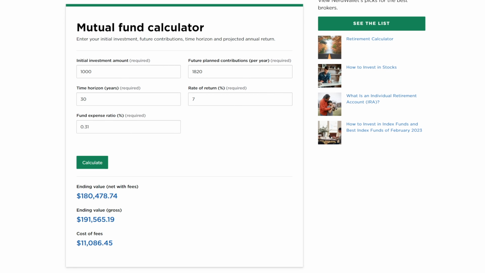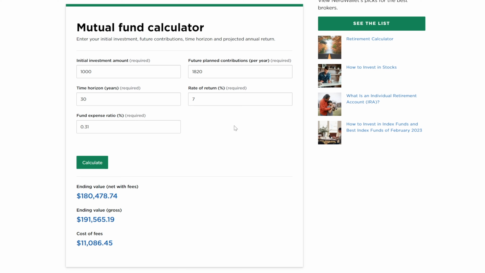We're going to have a quick look at what our $1,000 here could do over the course of time. This is just a calculator on nerdwallet.com, so it's useful for calculating out, in this case, the expense ratio and what that's going to cost us for an investment like this. So our initial investment here is $1,000.